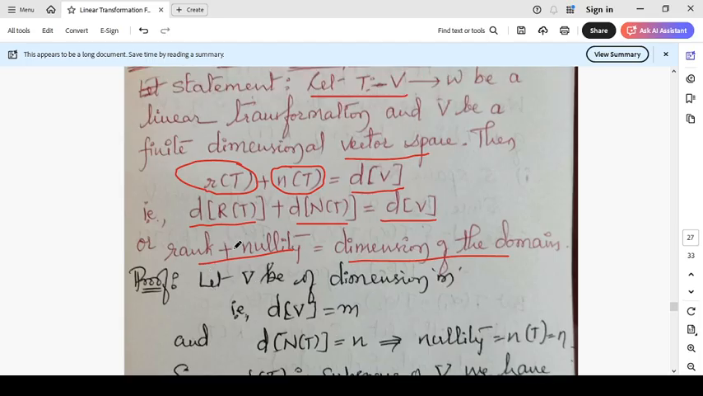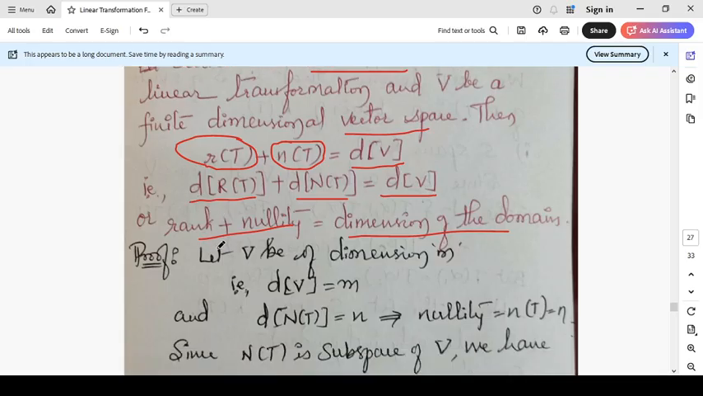So what is our ultimate goal? We need to show that rank plus nullity is the dimension of the vector space V. But first we should do the definitions of rank of a linear transformation and nullity of a linear transformation. Already we have discussed these basic definitions. Go through these definitions and remember them. These are very important definitions.